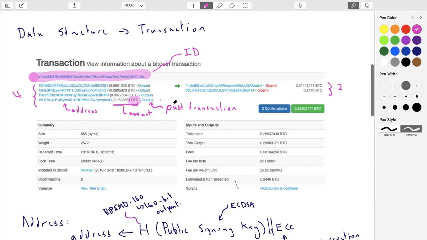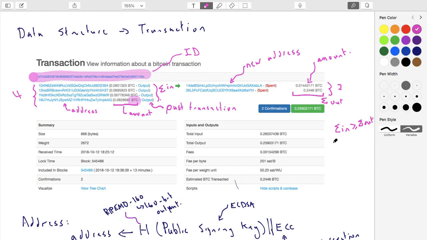So we have an address, an amount, and a link to a past transaction. And then we have our outputs themselves. This is the new address that's going to control some amount, and this is the amount that we should move into that address. If we add up these outputs and we add up this set of inputs, it has to be the case that the sum of the inputs is greater than or equal to the sum of the outputs. We want to make sure that we're not moving more money into these two output accounts than the total amount of money that came into this transaction.